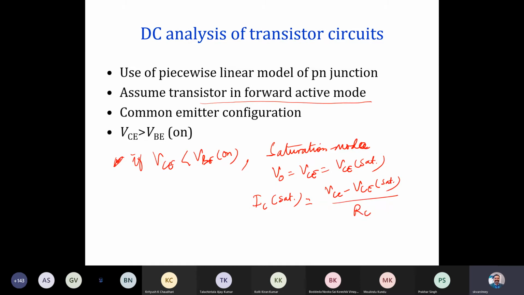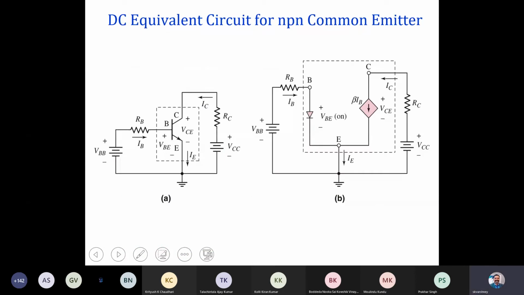Once we have IC saturation, we can find the ratio, beta new or beta forced, which is IC saturation divided by IB. IB is the same because the emitter-to-base junction is forward biased, giving the same base current, so we can find beta new. In design parameters, when we design the circuit, this will be a quite useful analysis. So this is for a simple circuit.